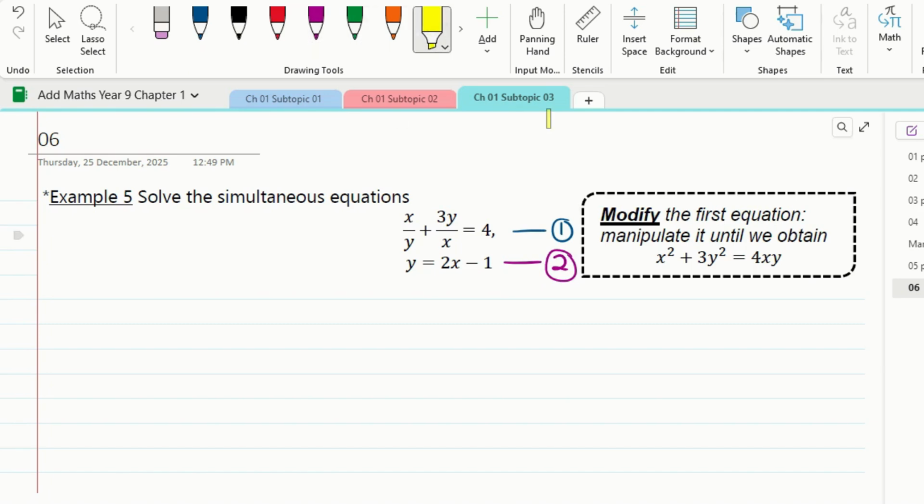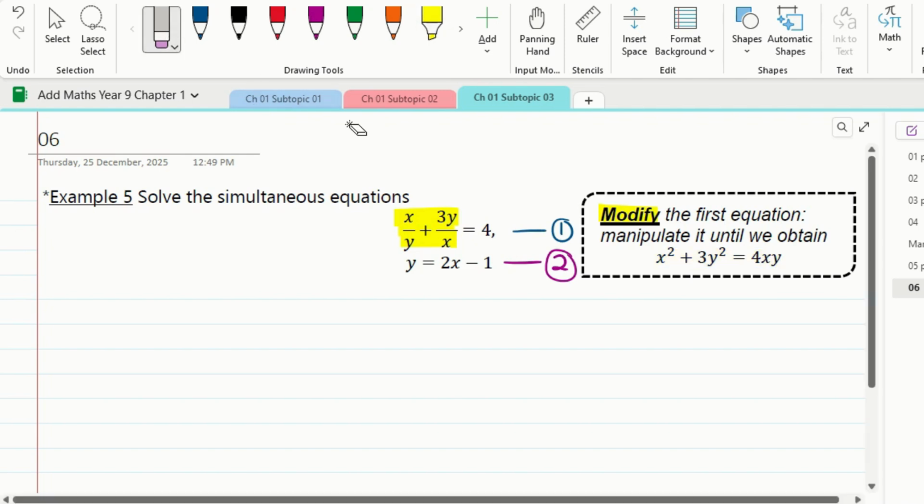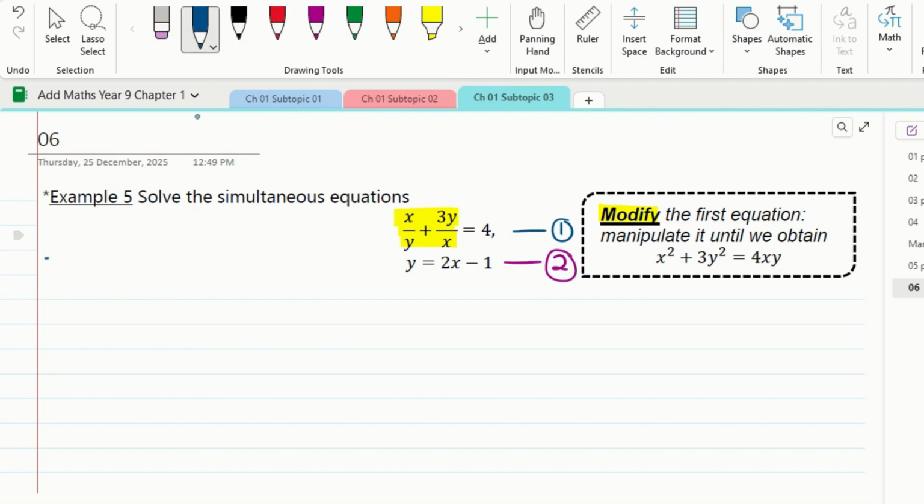Now here, one tip that you can use if you see a fraction like this one is you can modify the first equation by manipulating it until you obtain this form. Is this possible? Yes. I will show you how to get it. So in equation number 1, convert the left hand side, the highlighted one, into a single fraction.